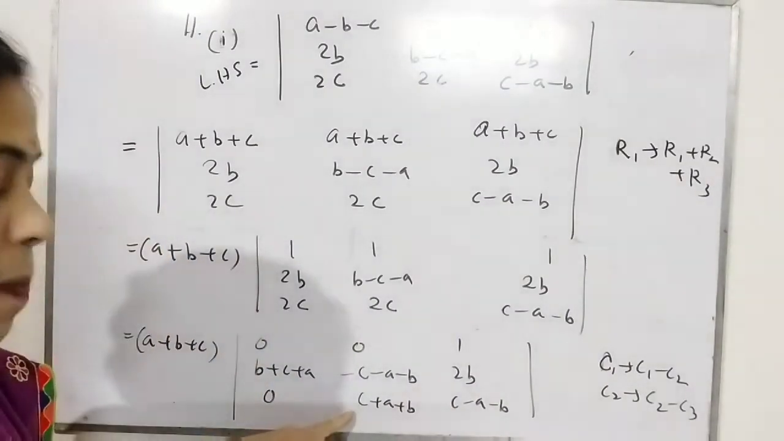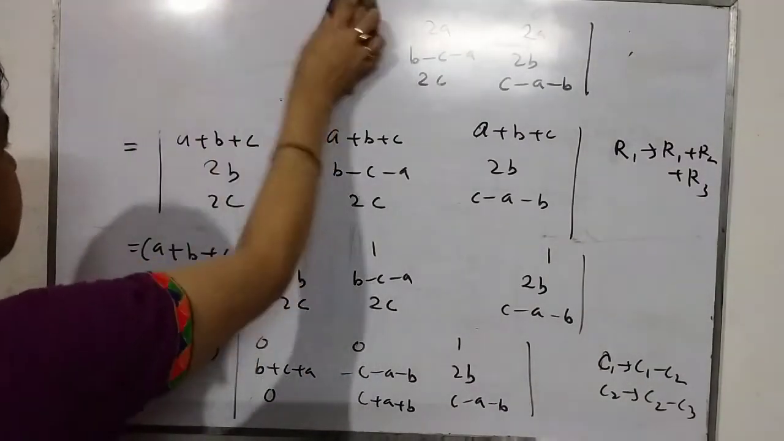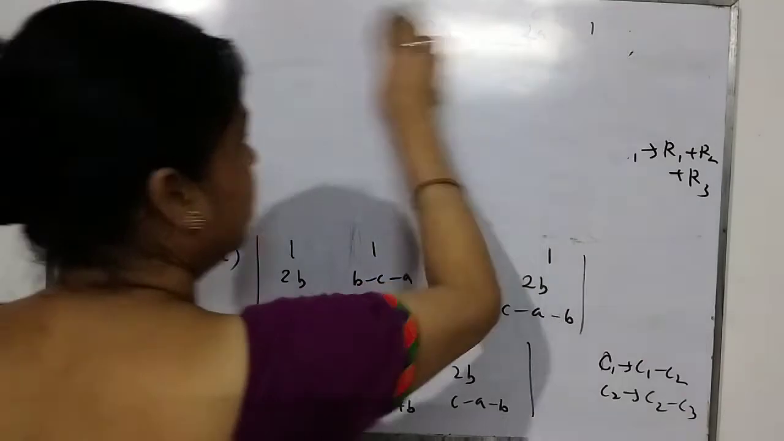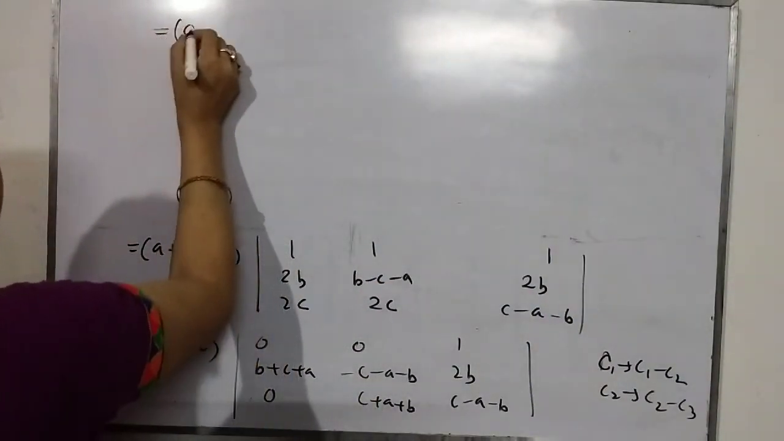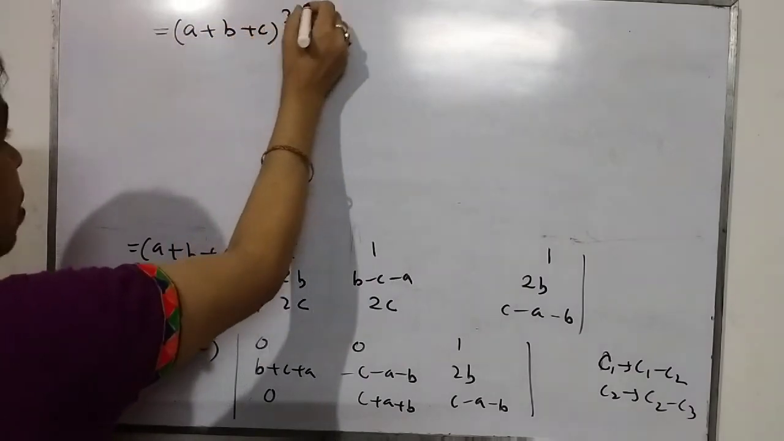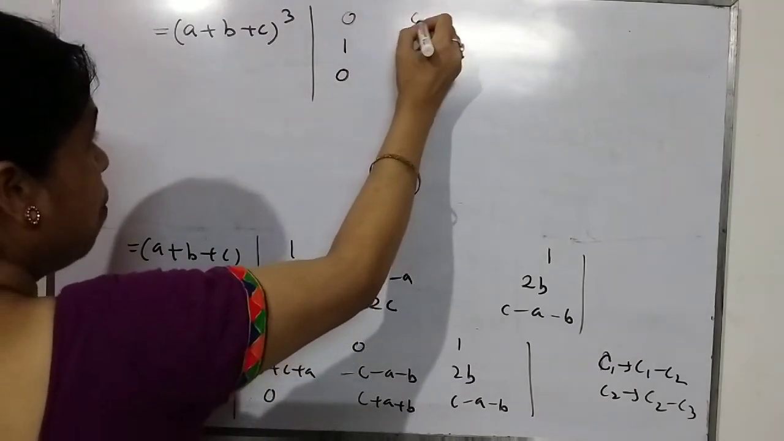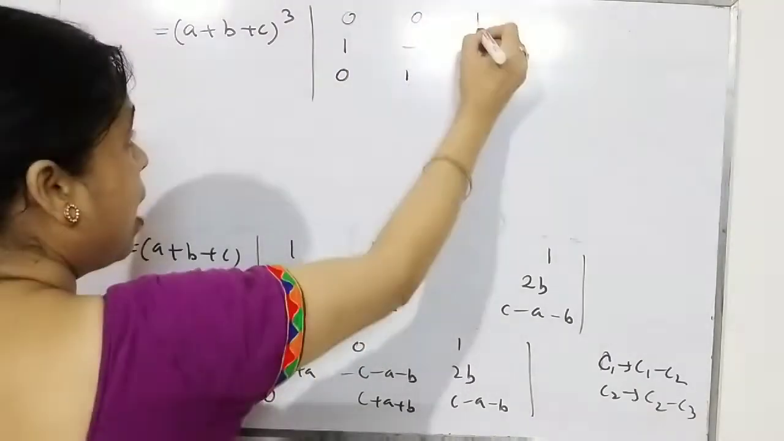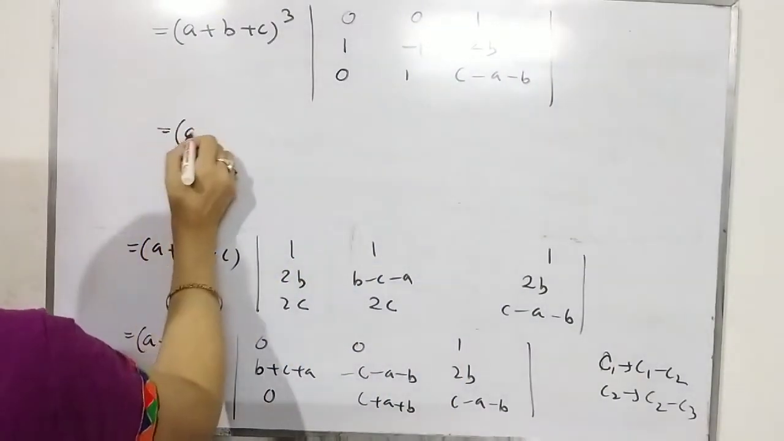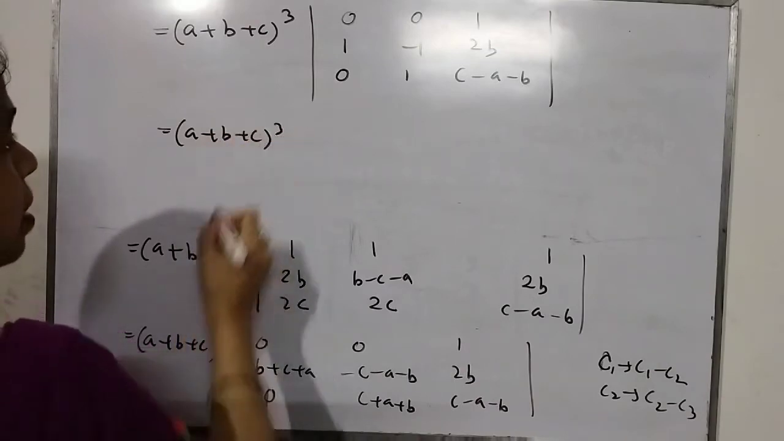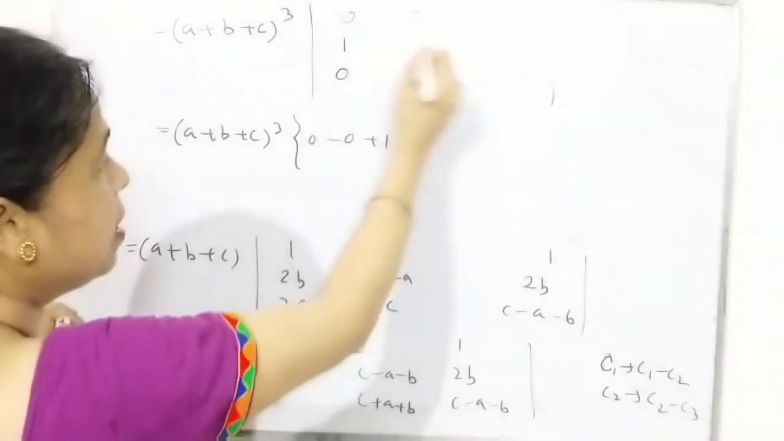You can take common A plus B plus C, A plus B plus C from the first and the second column. So let us take it common. Taking A plus B plus C common from the first and the second column, it becomes A plus B plus C whole cube. What is left here? 0, 1, 0. This is 0, minus 1, 1, 1, 2B, C minus A minus B. 2 zeros we have got, so obviously I'll go to expand now. These questions are proved.